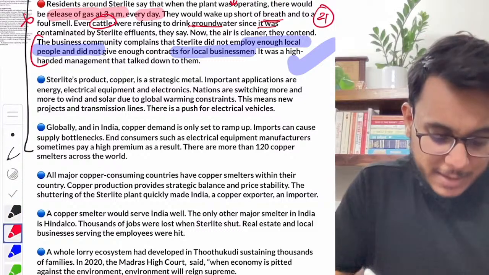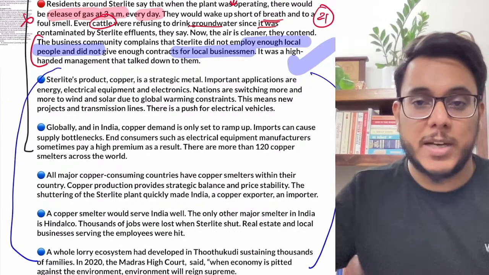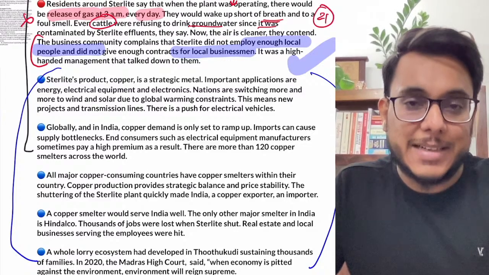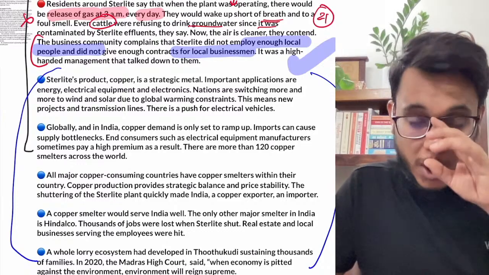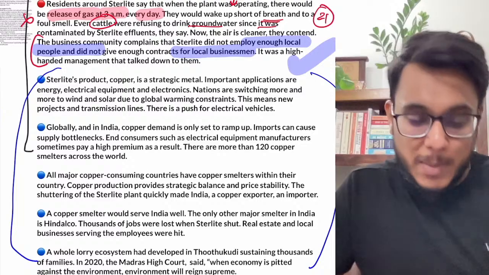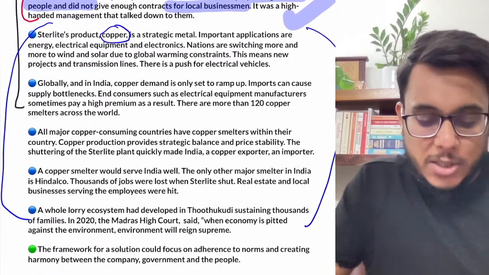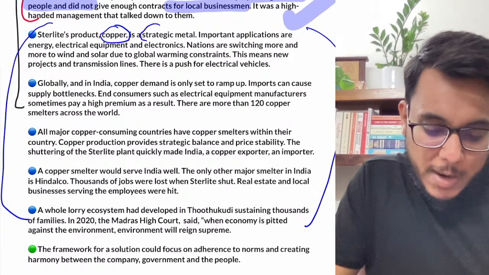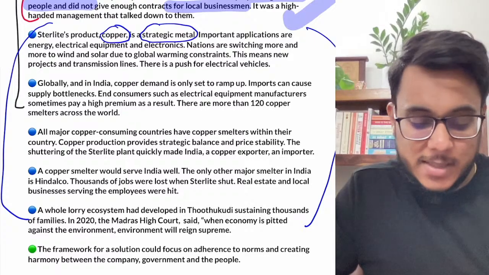Then guys, there is another dimension of this article that we also need to see. It is being said that the pollution problem was there, it did not employ the people, it degraded the groundwater, but at the same time, to continue the Starlight copper plant, many other dimensions also come. For example, the Starlight plant was manufacturing copper, and copper is called a strategic metal for any country. Why is it a strategic metal?